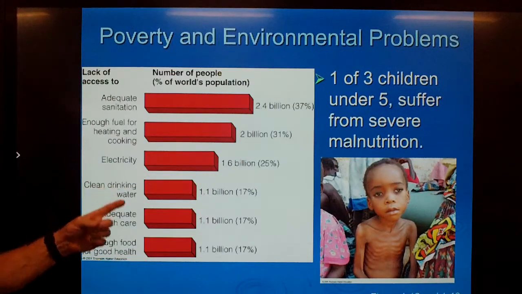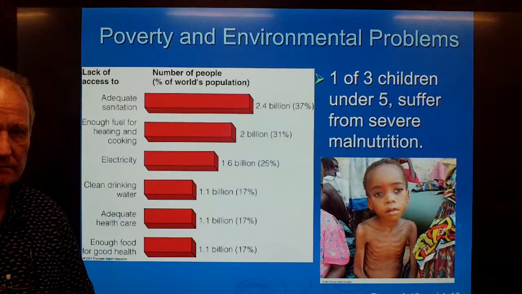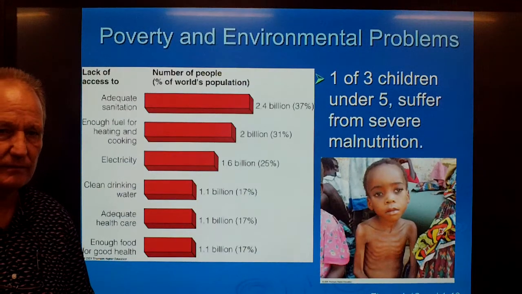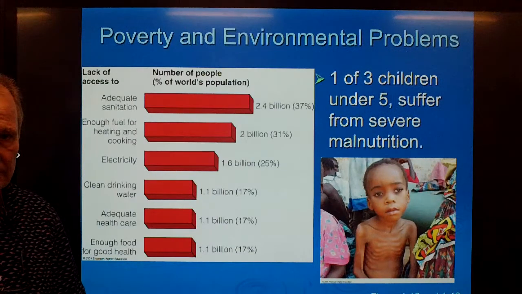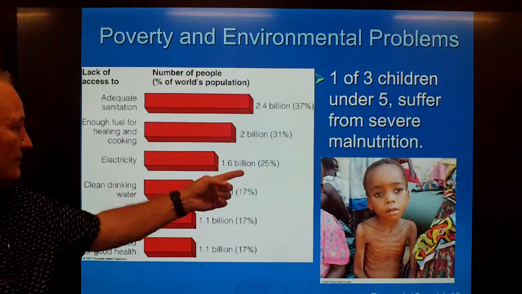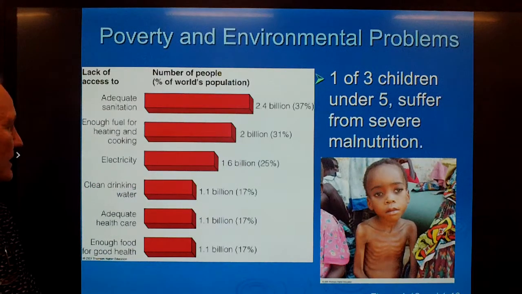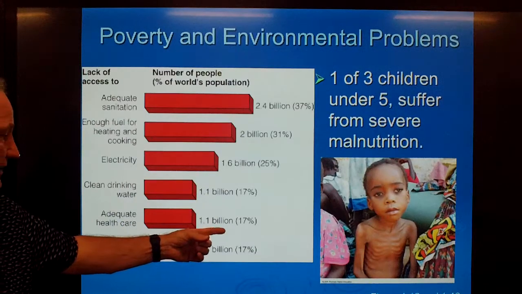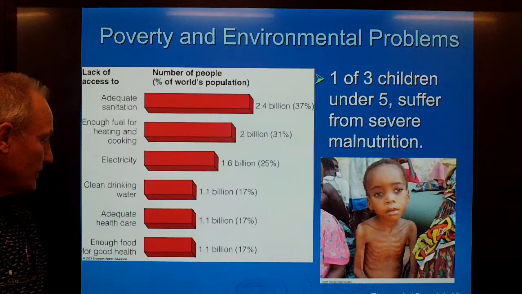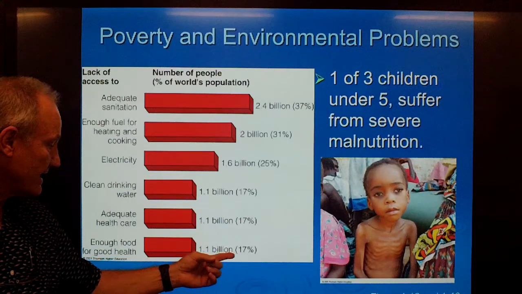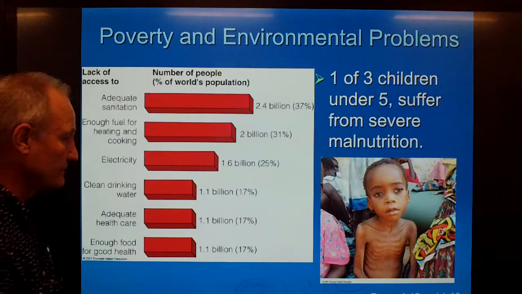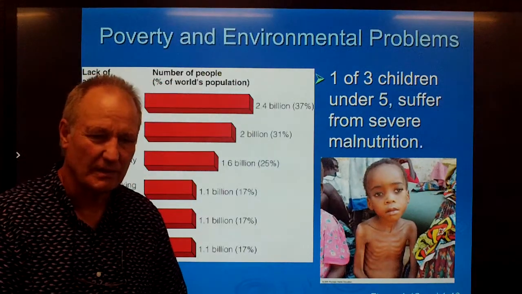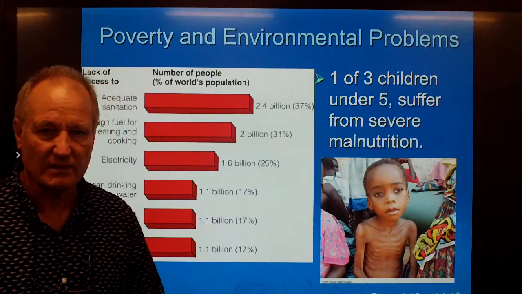About a third of the people don't have enough fuel for heating and cooking. If you're cooking with buffalo chips or cow pies, that's fuel, and you can get by, but there are some issues with that. Okay, electricity: about 25% of the world's population lacks access to any kind of electricity. Drinking water, about 17%, adequate health care, 17%, and enough food for good health, that's called food security. We'll get to that quite a bit. About 17% of the population doesn't know where their next meal's coming from. 17% of the 8 billion human beings on the planet don't know where their next meal's coming from.